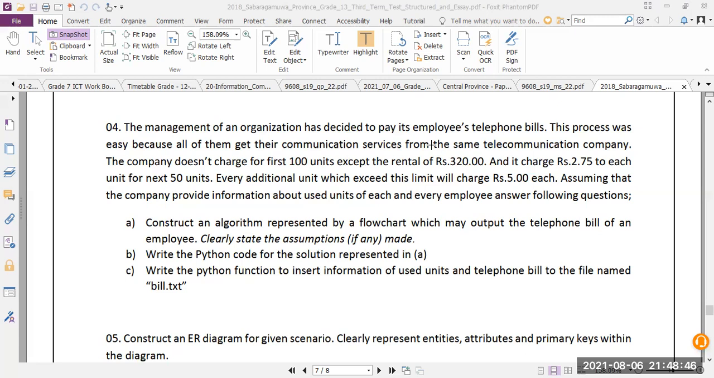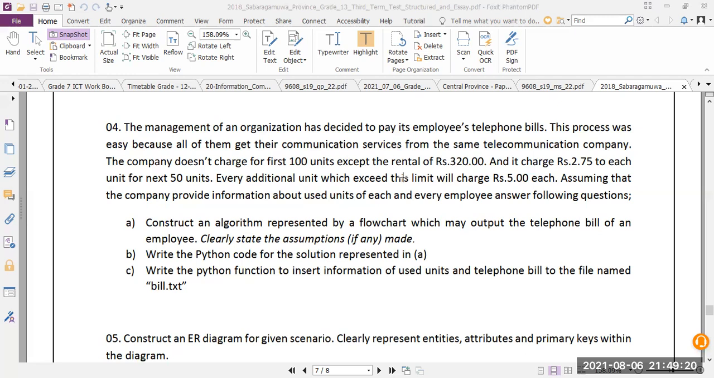So here what we have is a set of instructions that should be used to generate a bill. So the scenario is this: the first 100 units is free.